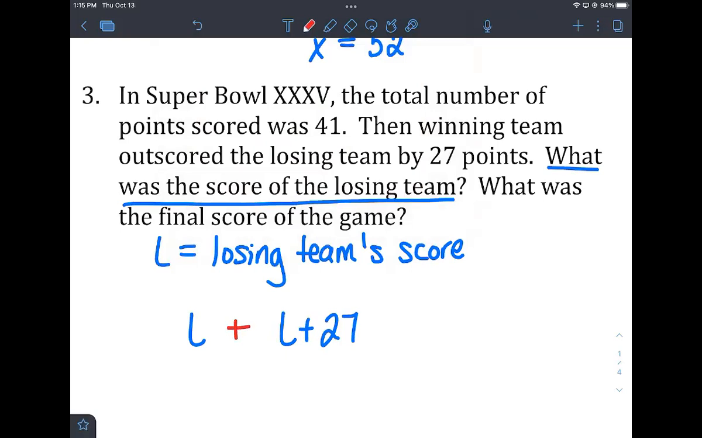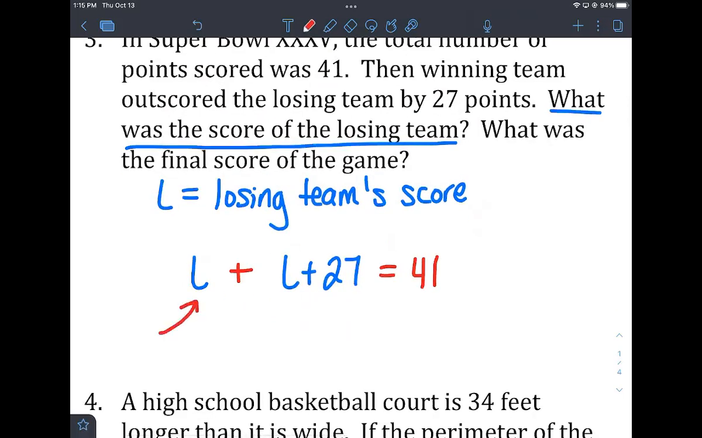So loser's score plus the loser's score plus 27, which would be the winner's score, equals 41. You see how we did that? That was kind of tricky. Okay, so again, this is the loser score. That's the winner score. Because if you just put L plus 27, we're assuming the losers didn't score anything. But they could have, right? Maybe L is 0, but maybe it's something else. So we have to assume that they scored loser score plus 27.